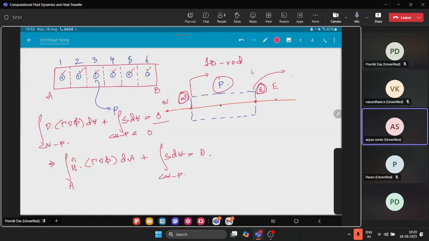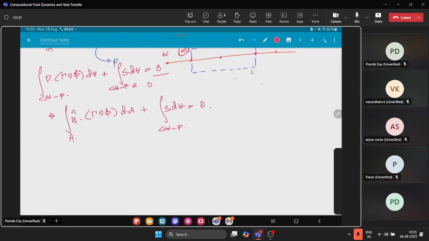Now your n cap actually becomes i cap, and this becomes i cap dot gamma i cap d phi dx at east, minus i cap dot gamma i cap d phi dx at west, times capital A, and then plus s dV equal to 0. Is it clear to all of you?